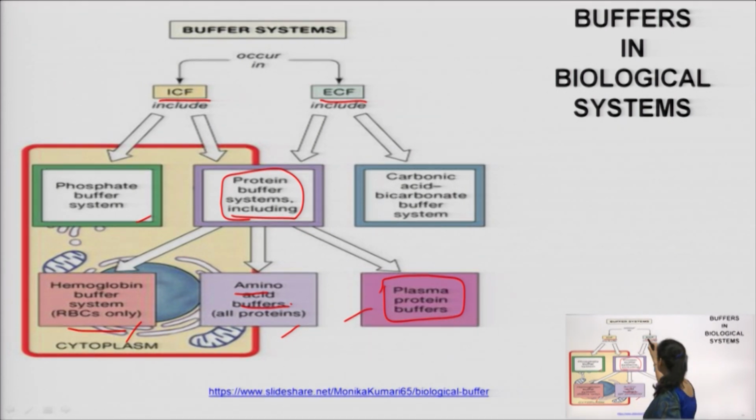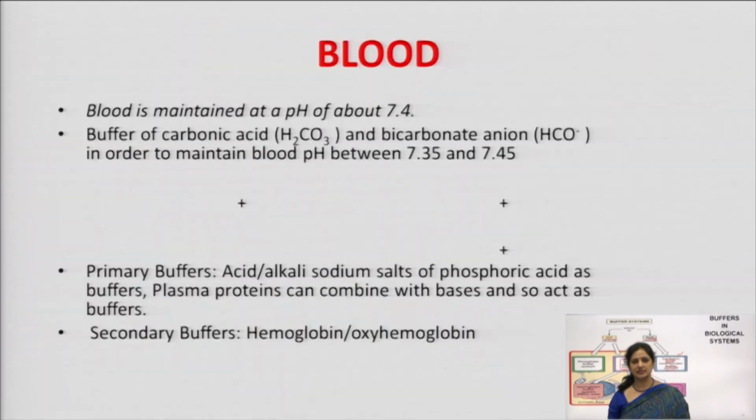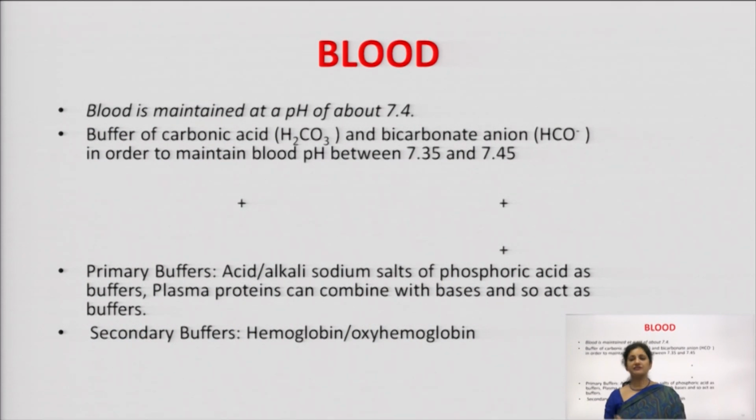In the extracellular fluid, we have the carbonic acid and bicarbonate buffer system. This is the most important buffer system present in our biological system. Now, we are going to discuss different biological systems which themselves behave as a buffer. The first one is blood. Blood is maintained at a pH of about 7.4.